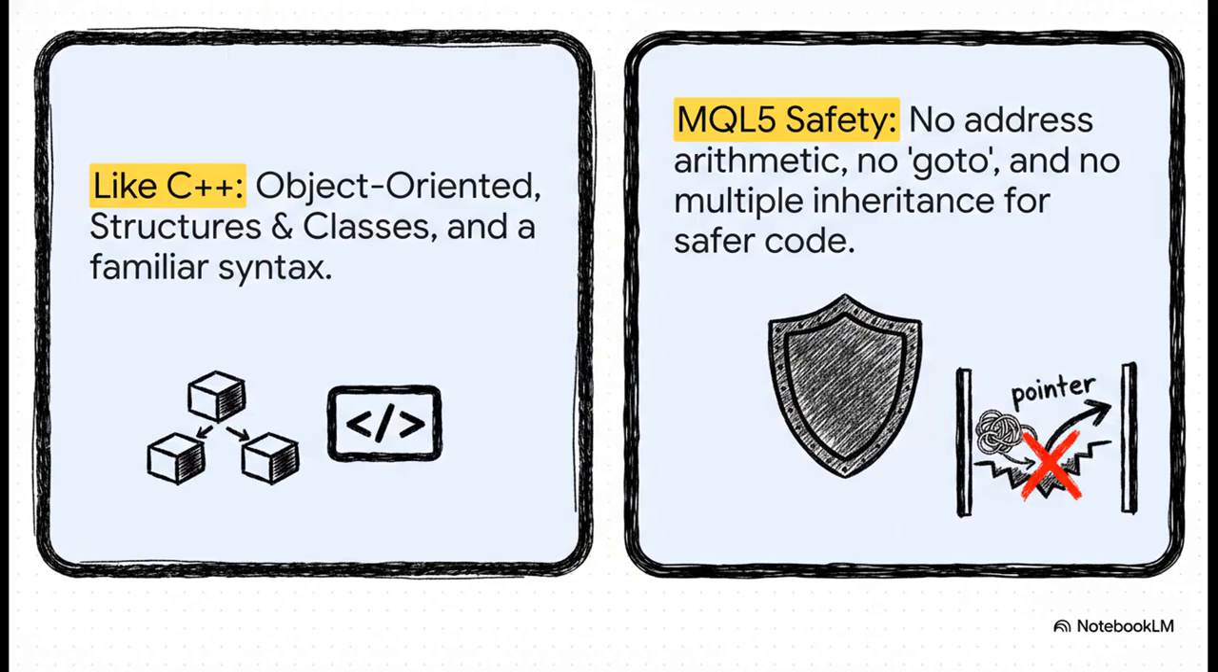And this chart really lays it all out. On the left, you've got all the good stuff from C++, object-oriented design, classes, all that power. But look at the right side. This is what's so important. No address arithmetic. That basically means it's much harder to accidentally crash your program with memory errors. No goto operator. That forces you to write code that's easier to read and debug. So don't think of these as limitations. They're safety features designed to protect you in an environment where a single mistake can be very expensive.